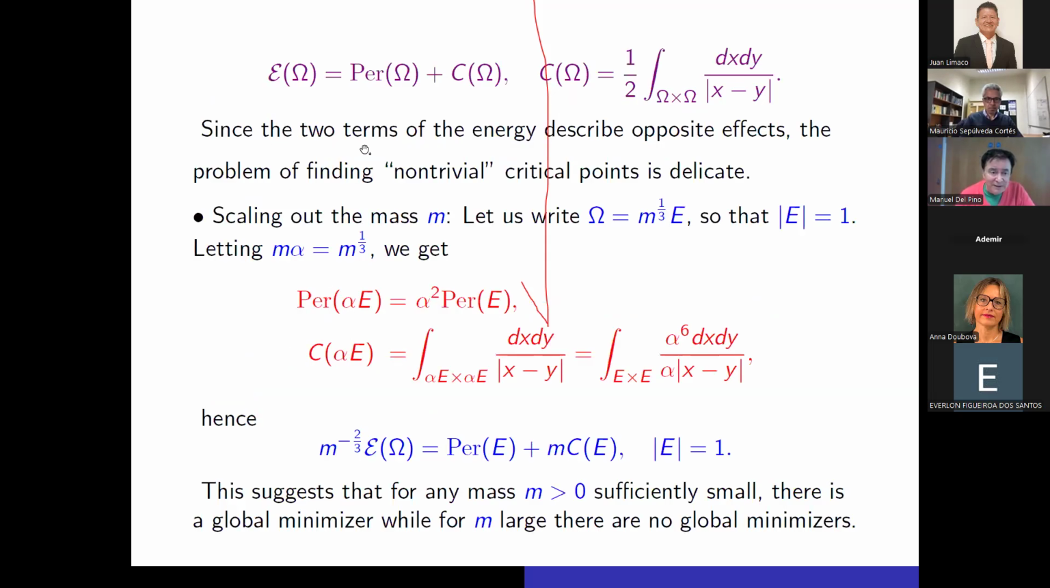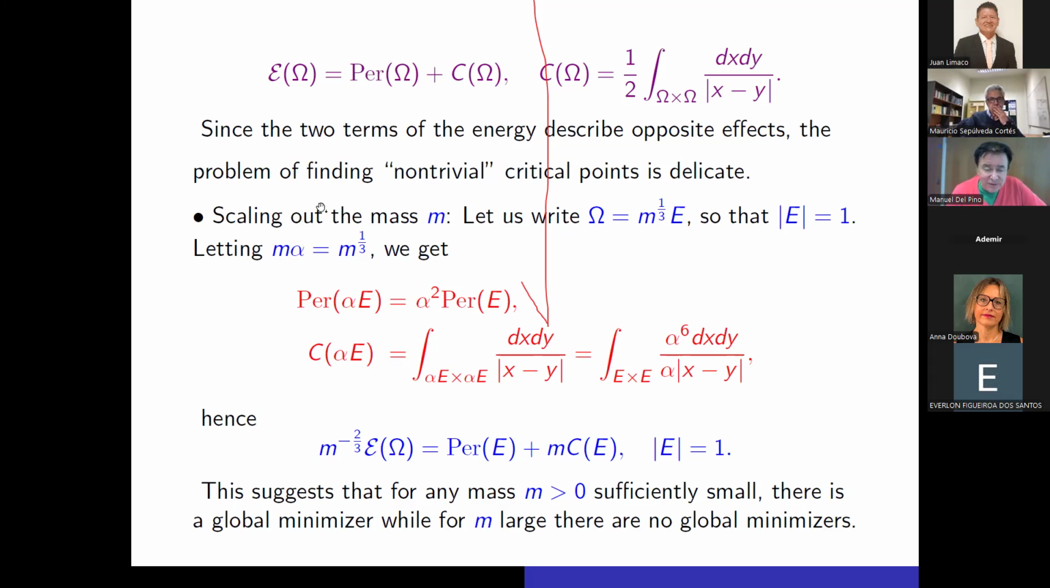Anyway, since the two terms, as I said, describe opposite effects, because one is minimized and the other maximized, the problem of finding non-trivial critical points, say all the critical points that are not just balls, is a delicate one. Let me mention something that is not really in the slide, but I think is important to emphasize: the critical points of perimeter, namely constant mean curvature surfaces that are embedded and compact, are always balls, and this is true not just in 3 dimensions, but in any dimension.